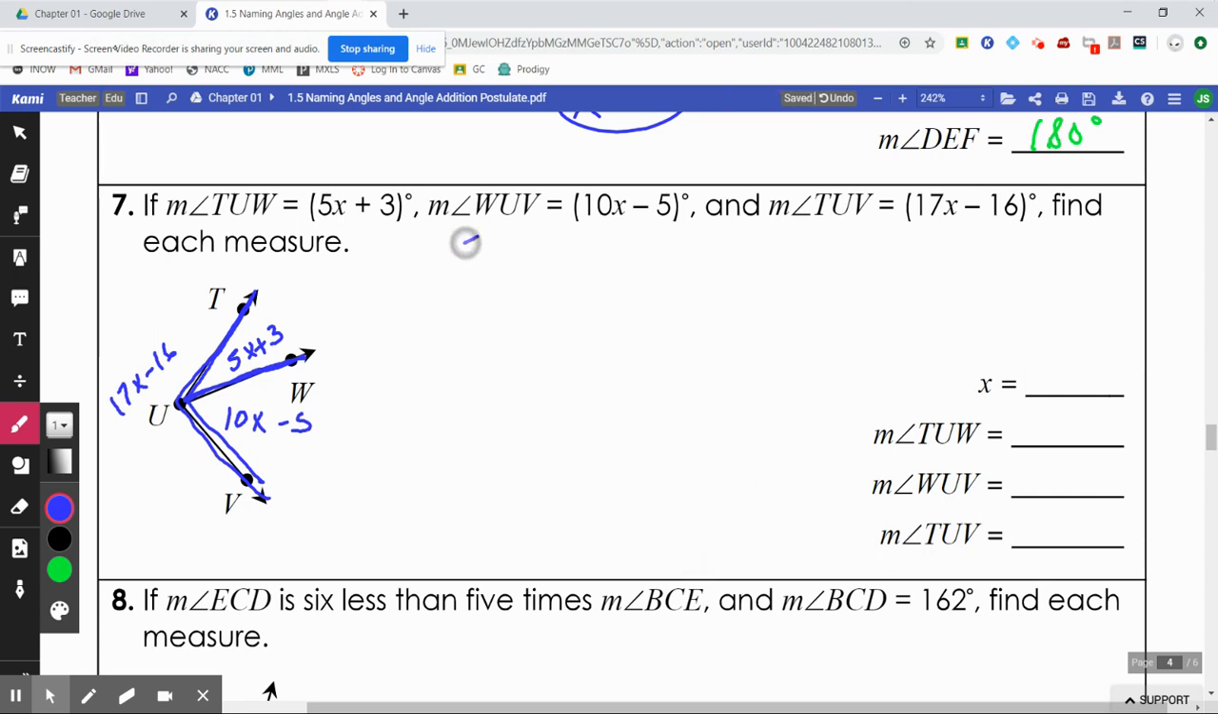Again, angle addition postulate. Take your two small angles, 5x plus 3 and 10x minus 5. If you were to add those two small angles together, it will equal the big angle, the whole angle, which is 17x minus 16. Solve the equation. You've got all your information. Combine your x's. That's 15 x's. Positive 3, negative 5 is a negative 2. Bring down these. They have no like terms.